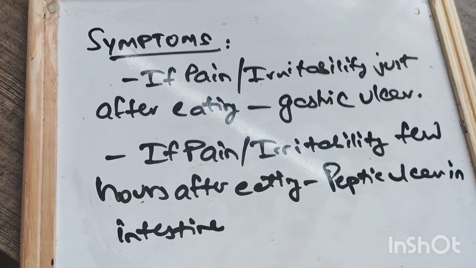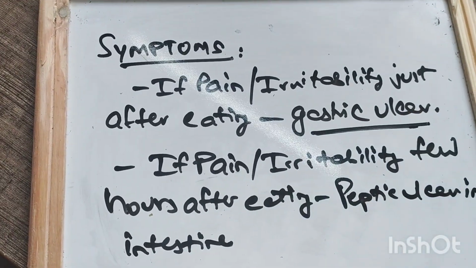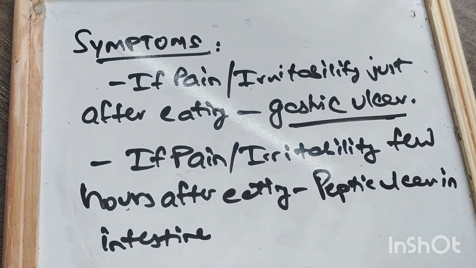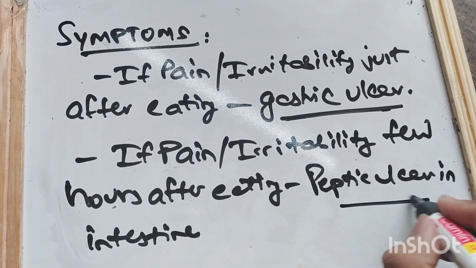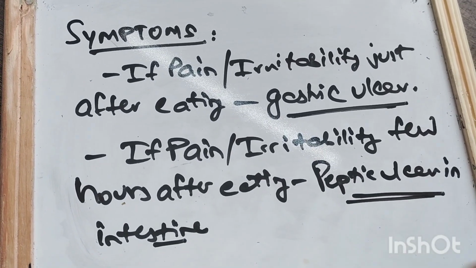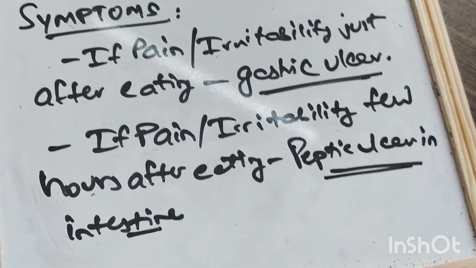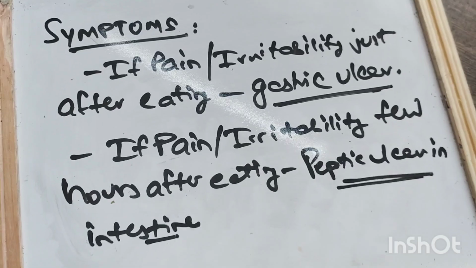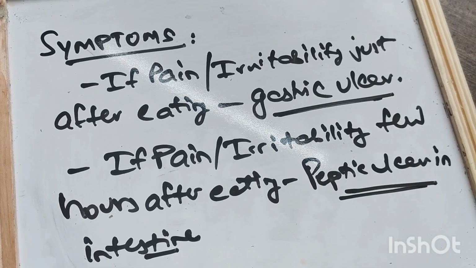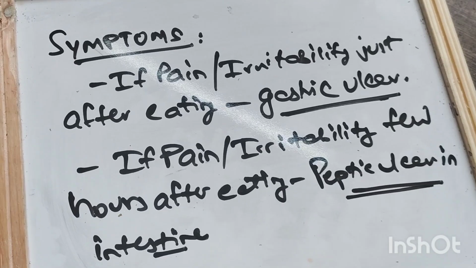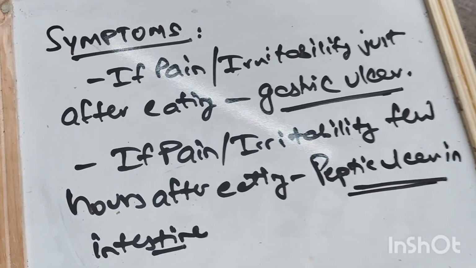If the pain or irritability is just after eating, it is termed a gastric ulcer. If the pain or irritability is a few hours after eating food, the peptic ulcer is termed to be in the intestine, because the food stays in the stomach for about 3 hours before it moves into the intestine, and when it moves into the intestine, the food comes in contact with the exposed mucosa, and this may cause pain in that particular area.